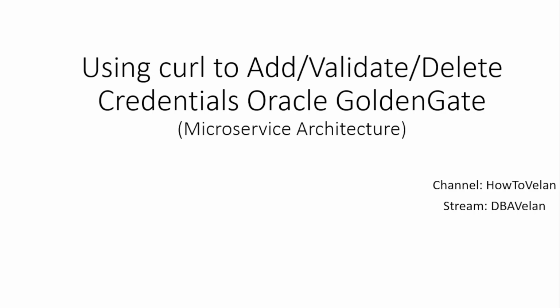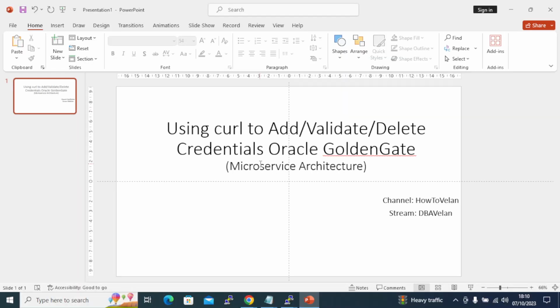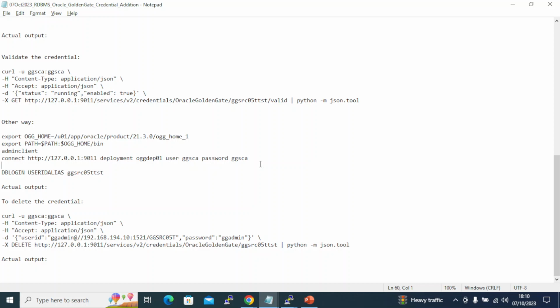In this video, we are going to see how to add, validate, and delete credentials in Oracle GoldenGate. It's a microservice architecture and the version is 21.3. Let's get started. The various steps involved in it.